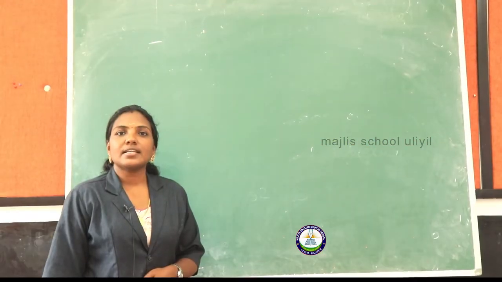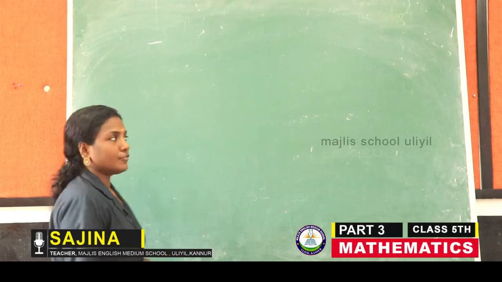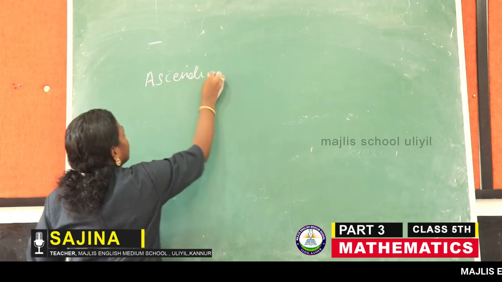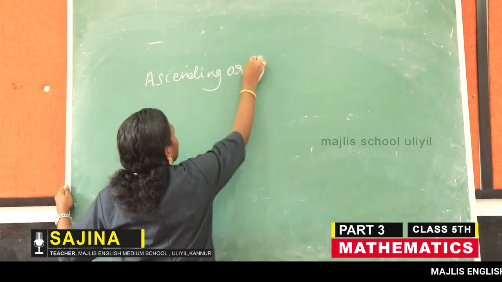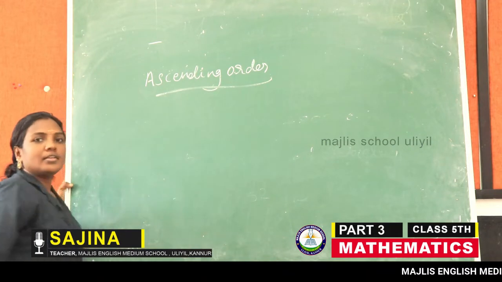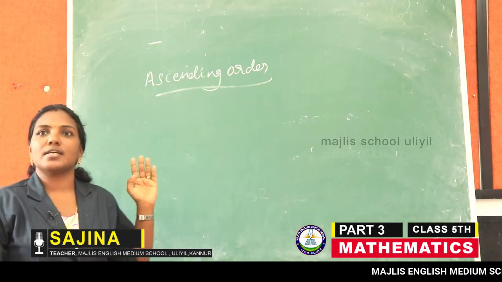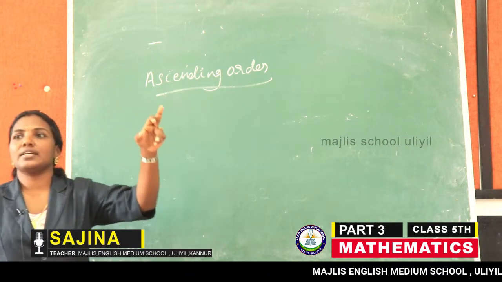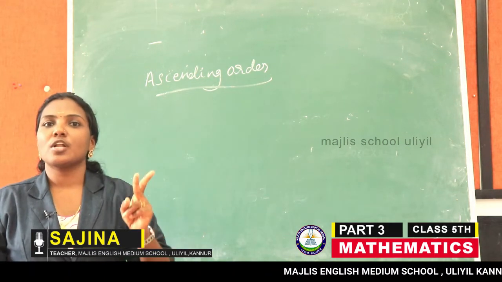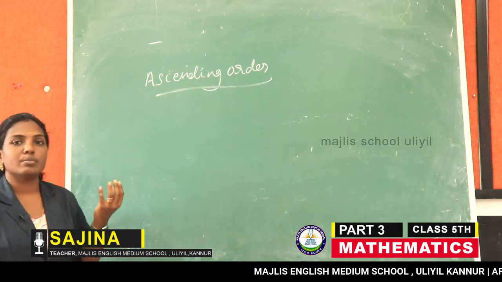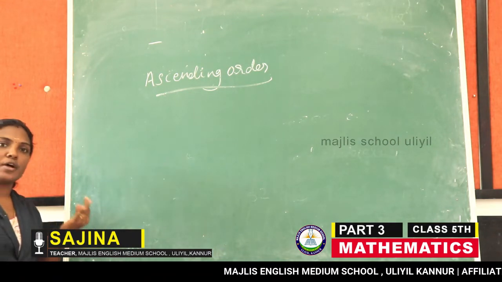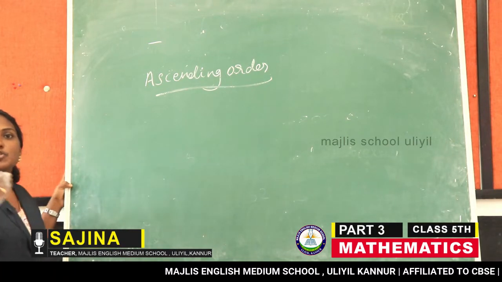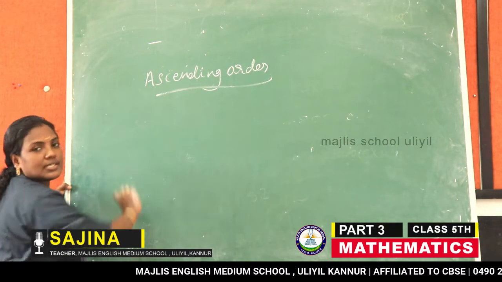Next is ascending and descending order of numbers. What is ascending order? In 4th standard, we studied about ascending order. Ascending order means smallest to biggest. We arrange the numbers from smallest to biggest. Arranging the numbers from smallest to biggest is ascending order.